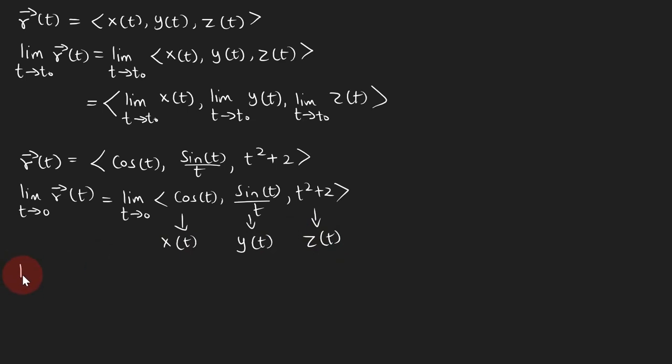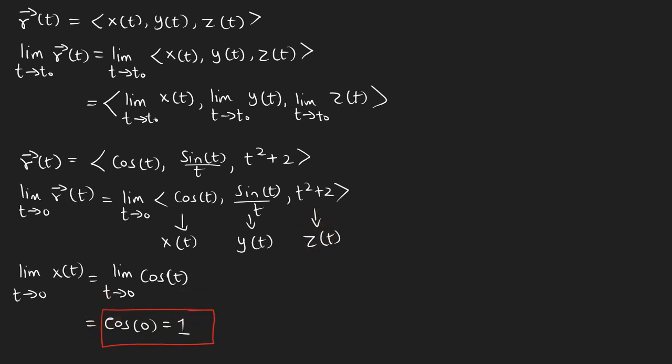So I'm going to have the limit as t approaches 0 for the x of t, and that would be equal to the limit as t approaches 0 for cosine of t. For a limit, you can try substituting the 0 inside and see if you get an answer. So that will be cosine of 0, and then this will give us 1. Let's take note of this. So that would be the limit for the first component function.